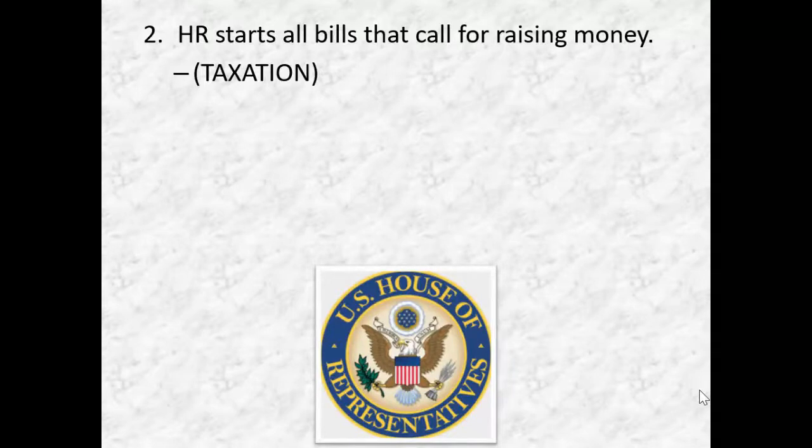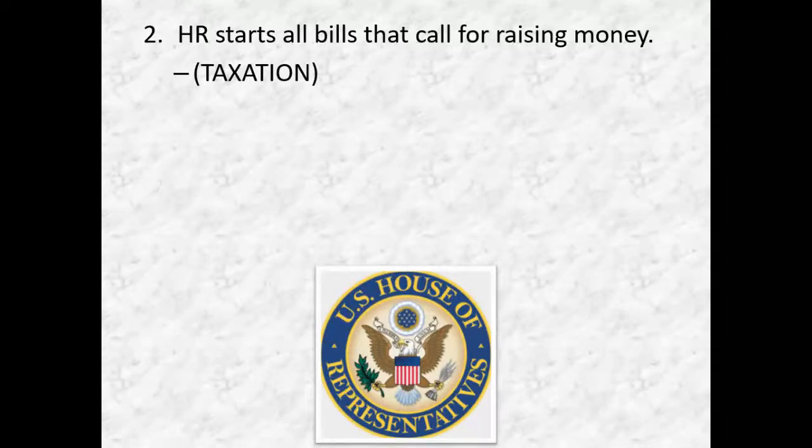A logical question is, why do bills that deal with taxes have to start in the House of Representatives? And the answer resides in something that you already know and has to deal with the election of members of the House and the Senate.